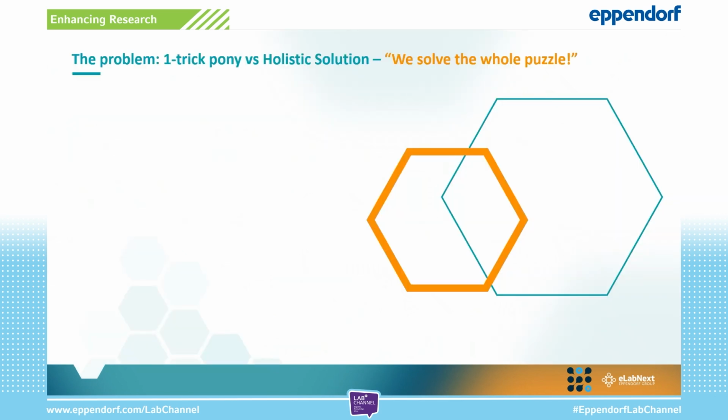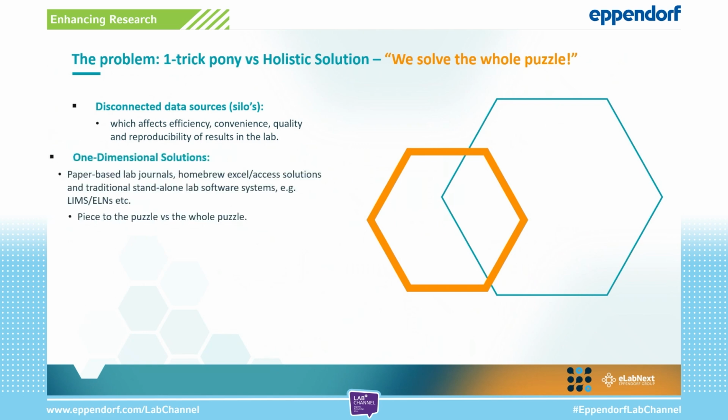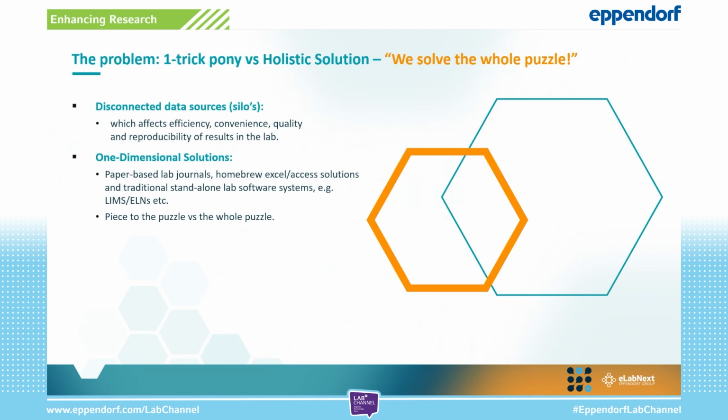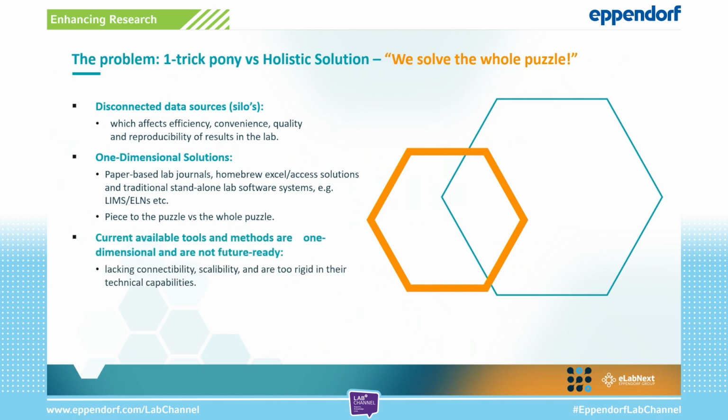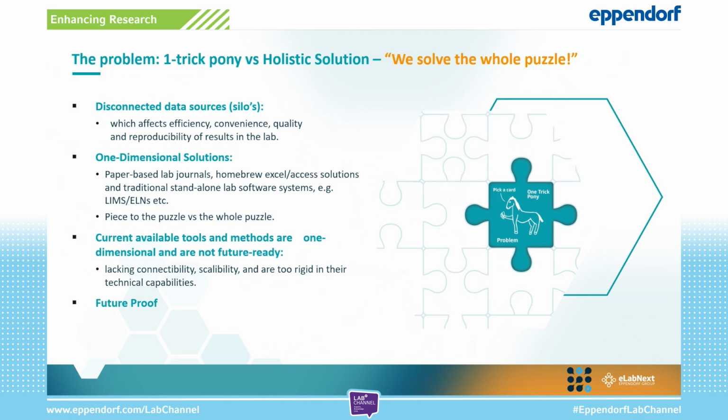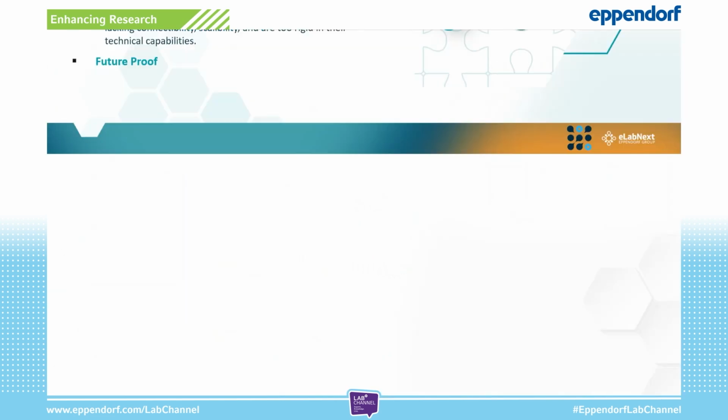What allows us to do this is having a holistic solution. Instead of giving you pieces of the puzzle, we solve the whole puzzle. You are not getting disconnected data sources and silos, but instead you are connecting everything. You are not using one-dimensional solutions, just small pieces of the puzzle, but the whole puzzle altogether. The currently available tools are not future ready when they only focus on one aspect of the lab work. This is where the eLabNext ecosystem comes in, allowing you to be future proof, stay away from one-trick ponies, and have the whole solution in front of you.